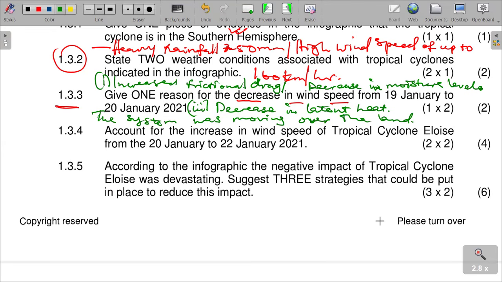Let's go to the next question, question 1.3.4. Account for the increase in wind speed of the tropical cyclone from 20 January to 2022. Account for the increase in speed.